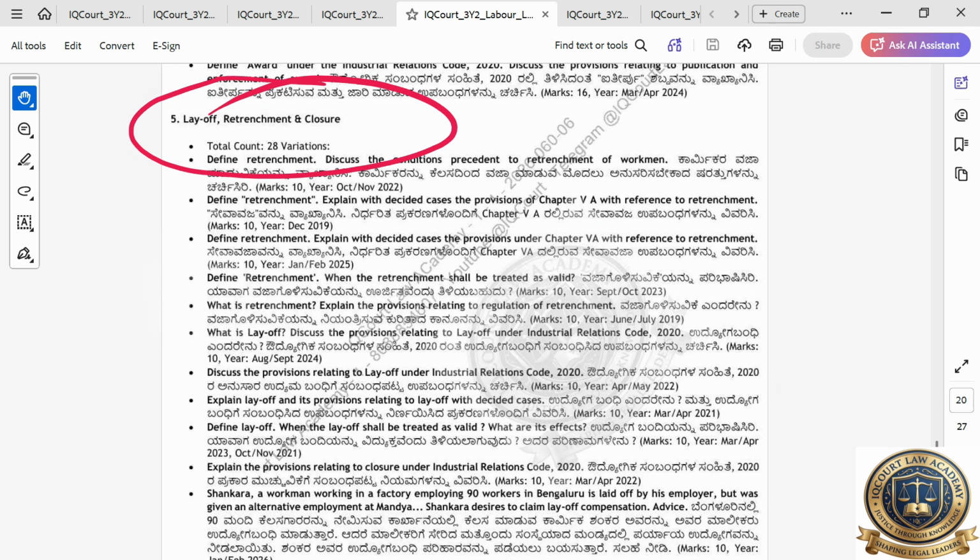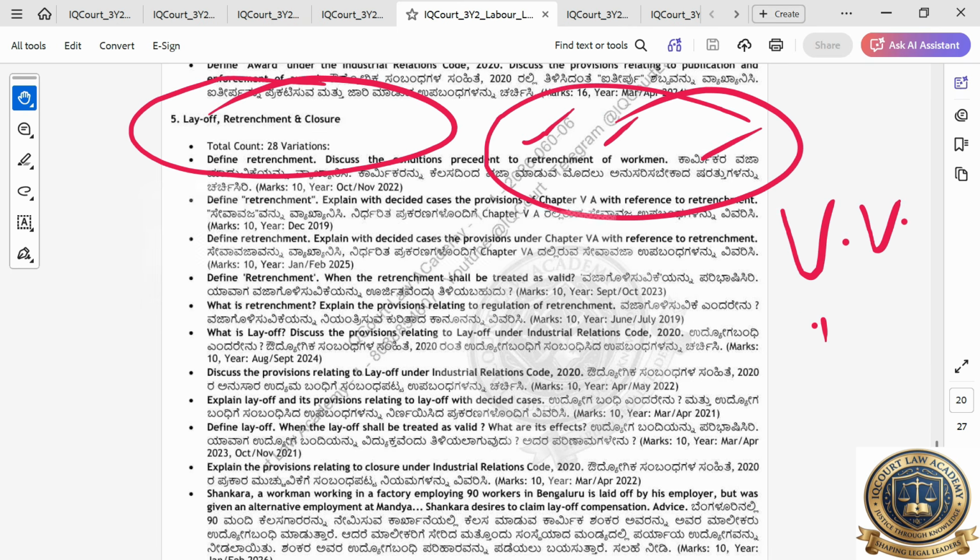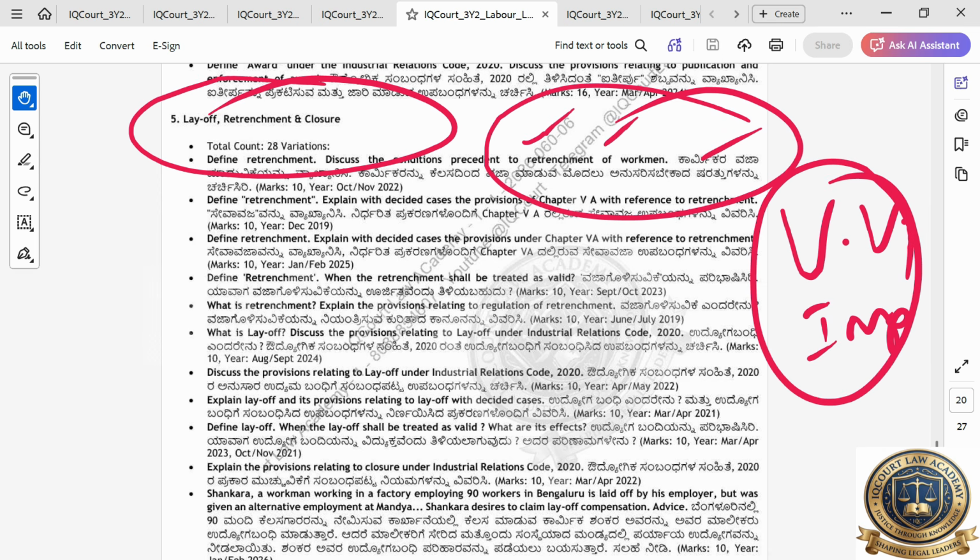Layoff, retrenchment, and closure. They will ask all these three terms in a single question and ask you to explain. This is very, very important. They will ask for the differences also. This is a 95% important question in the second unit.